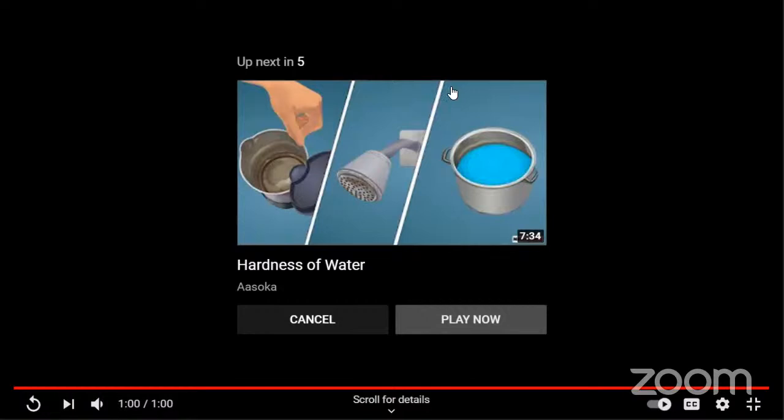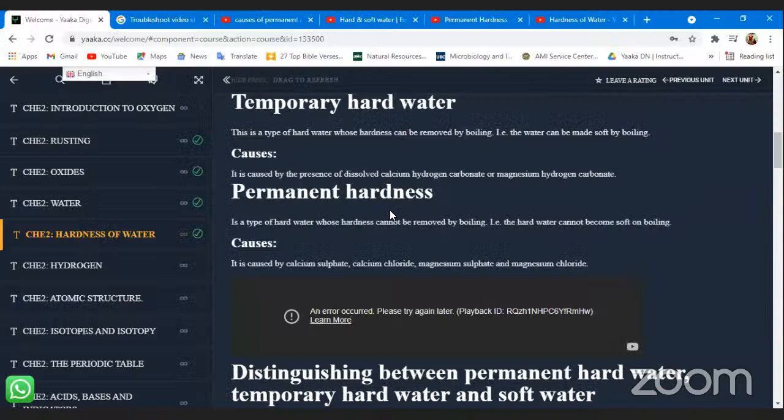So, like you've seen, when the water is permanently hard, it contains those huge complexes that cannot be turned into soft water, even on boiling. Those types of complexes are not really in temporary hard water. This is why when you boil it, it immediately becomes soft.